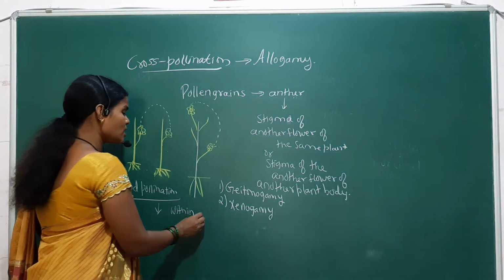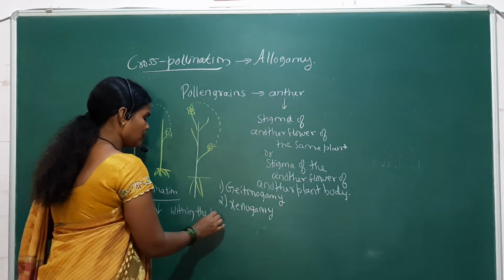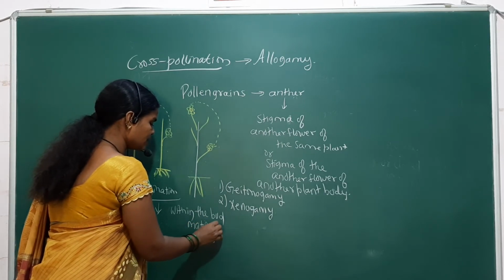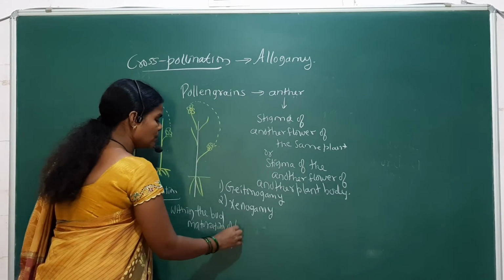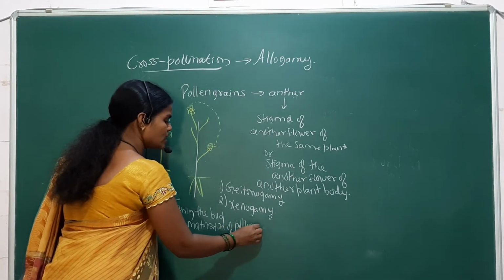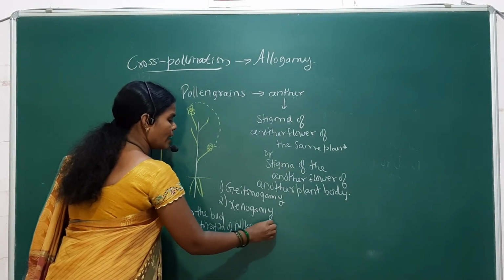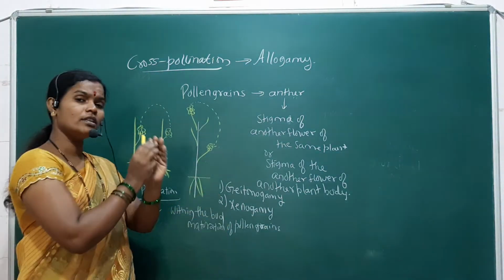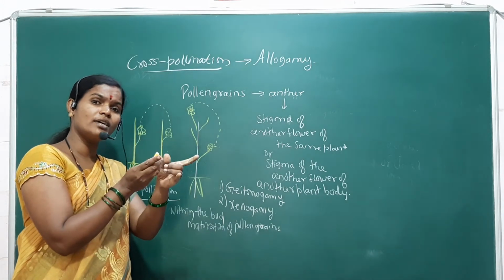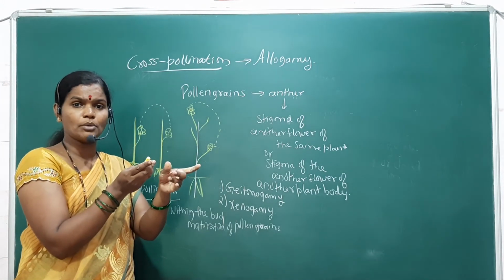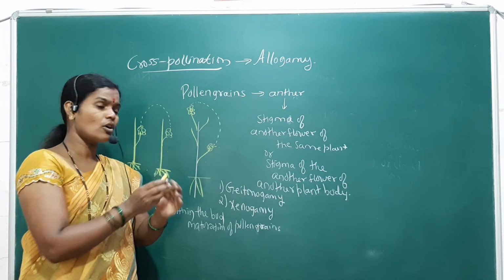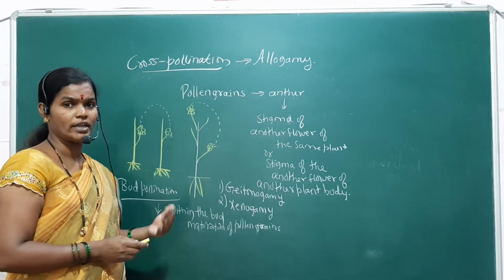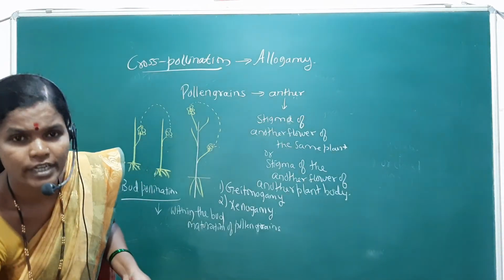Bud pollination means within the bud, maturation of the pollen grains occurs, and then the pollination occurs. After maturation of the pollen grains, within the closed bud only they reach the surface of the stigma. That is called bud pollination. So this completes your pollination process.